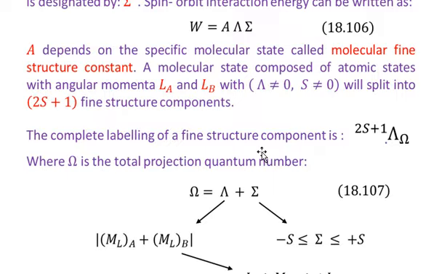The complete labeling of a fine structure component is as follows. You see that the molecular state is given by capital lambda. The multiplicity is given by 2S plus 1, written as a superscript, and as a subscript we have written the value of capital omega, which is the total projection.